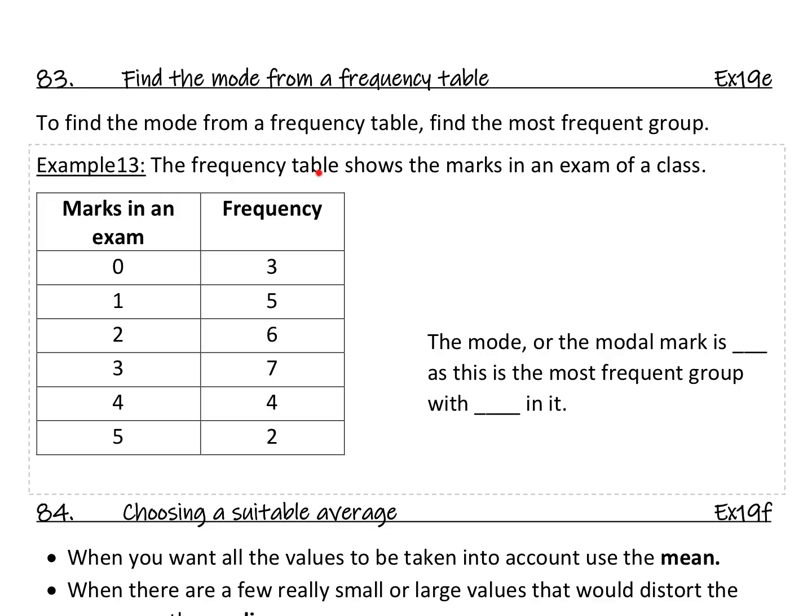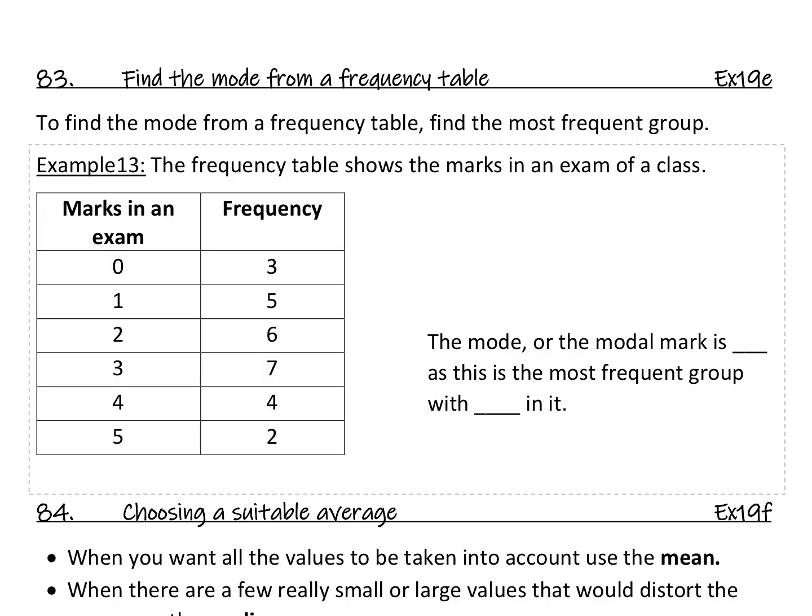So the frequency table below shows the marks in an exam of a class. So before we jump into finding the mode, it's important to understand the table if it's a new table. So what does this 3 in the table mean? It must mean that 3 people in the class got 0 marks in an exam. 5 people in the class got 1 mark in an exam. 6 people got 2. 7 people got 3. 4 got 4 and 2 got 5.